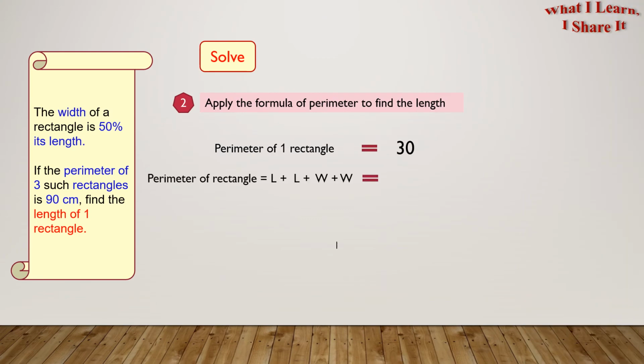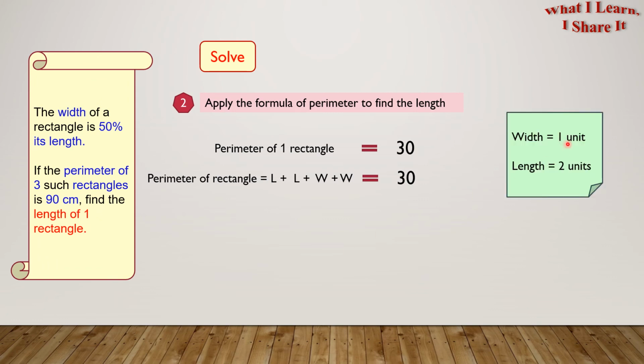Let's apply the formula for the perimeter here, which is length plus width, which equals 30. Since the width of the rectangle is 50% of the length, it means that it is half of the length, or the length is double the width. If we consider the width to be 1 unit, then the length will be 2 units. Let's replace W by 1 unit and L by 2 units.